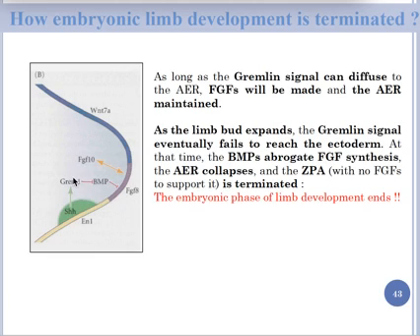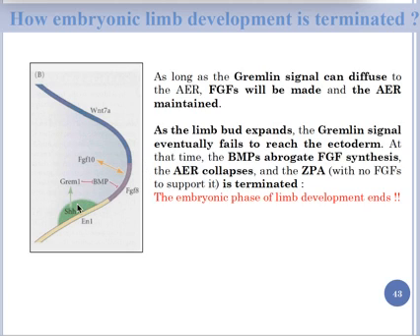expression. So this Gremlin 1 will prevent BMP from inhibiting FGF in the AER, so that the FGF will be expressed and the AER will be maintained in order to promote the growth of the limb according to the proximal distal axis.